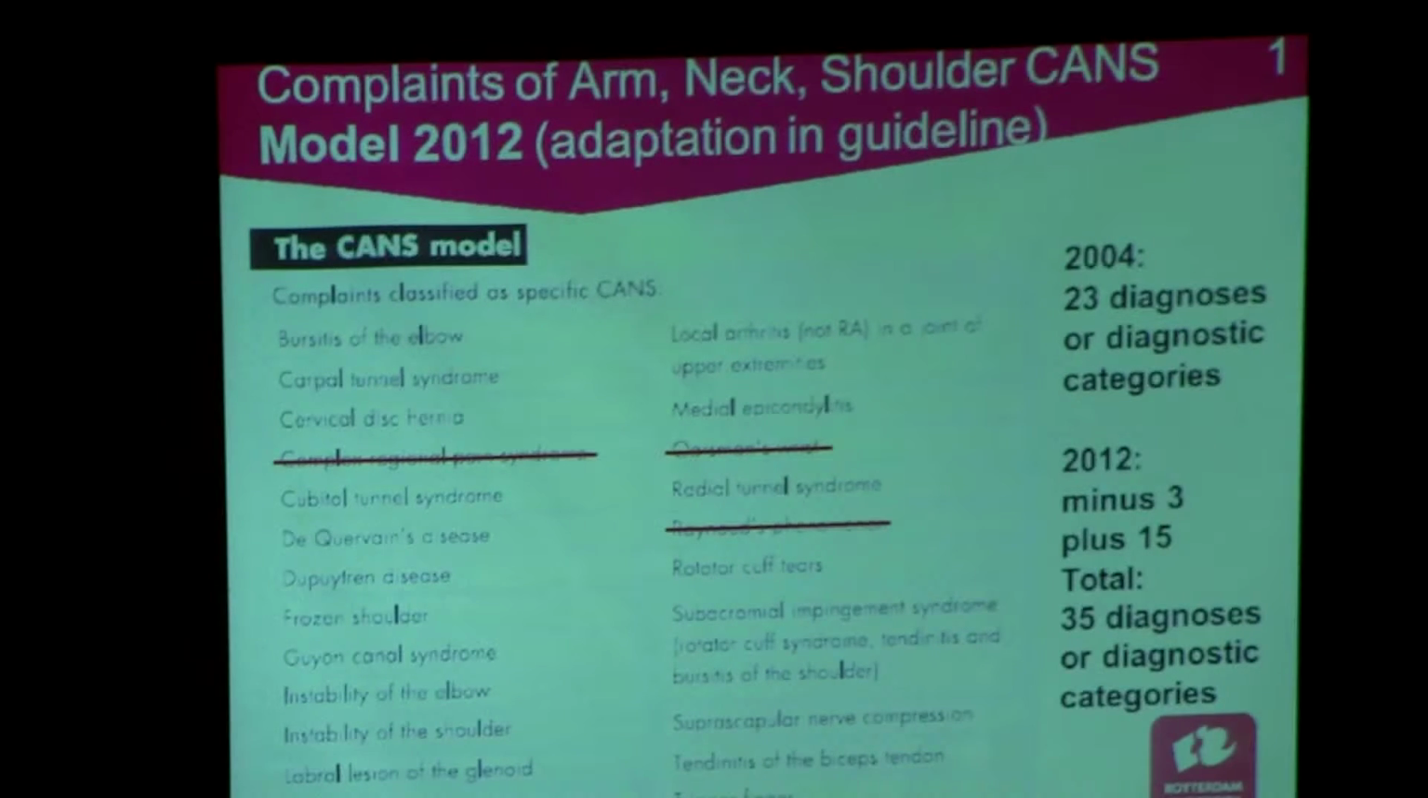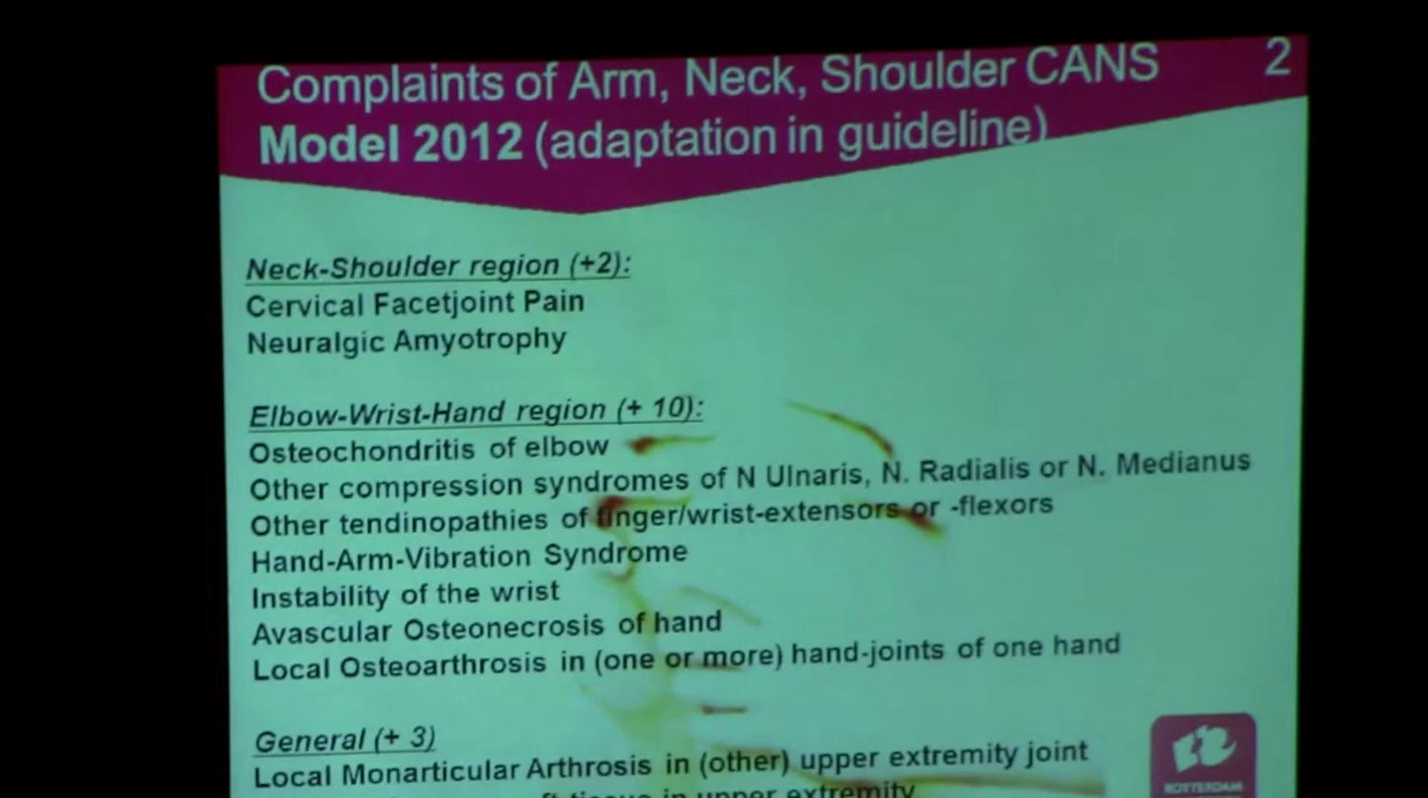But we also added 15 diagnoses or diagnostic categories to this list. So in total, we then had 35 diagnoses or diagnostic categories. Here you see the diagnoses that were added to the list of 2004 to come up to the total list of 35 diagnoses. But I think in future updates, this list will extend a little bit more, so you have a clear picture of which diagnoses should be distinguished.